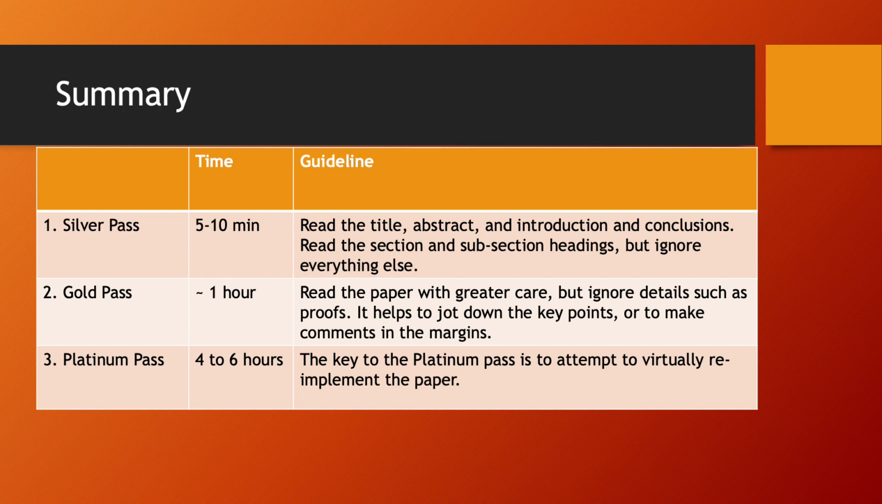Read the paper with greater care, but ignore details such as proofs. It helps to jot down the key points or to make comments in the margin. The third is the platinum pass, which takes between 4 to 6 hours. The key to the platinum pass is to attempt to virtually re-implement the paper.